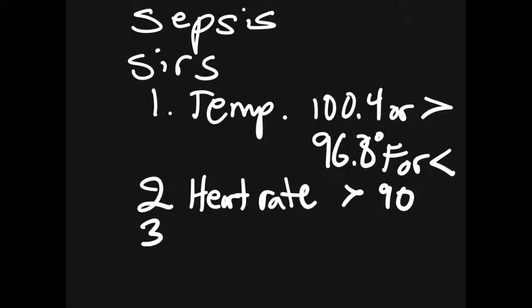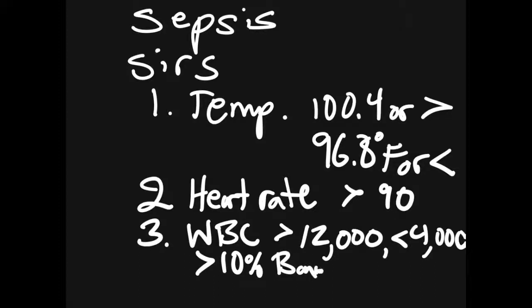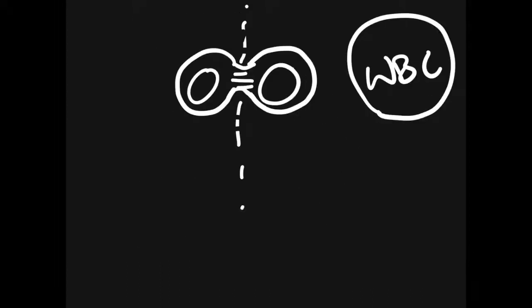Number three, we're going to be looking at a white blood cell count of greater than 12,000 or less than 4,000, or they have greater than 10% bands. Now, bands are the immature white blood cells. So when the white blood cells are dividing, they create bands. I'm going to go ahead and show you how that works.